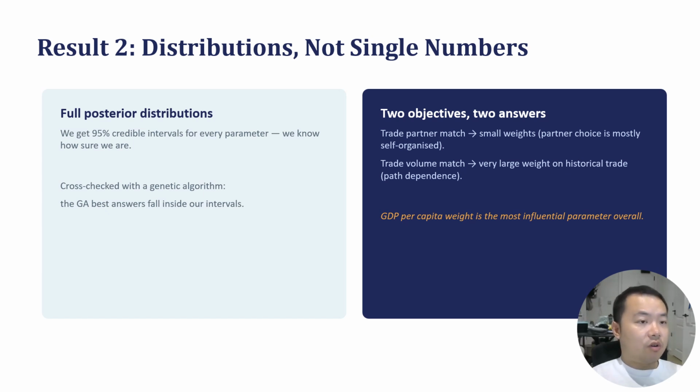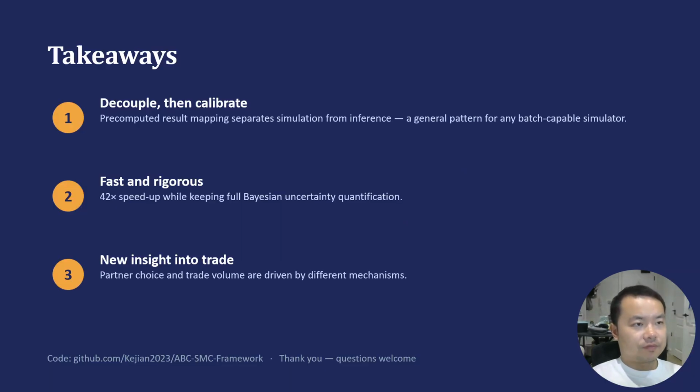In our model, matching trade partners needs small weights, whereas matching trade volumes needs a very large weight on the historical trade. This is clear evidence to show path dependence. And the sensitivity analysis shows GDP is the most influential parameter.